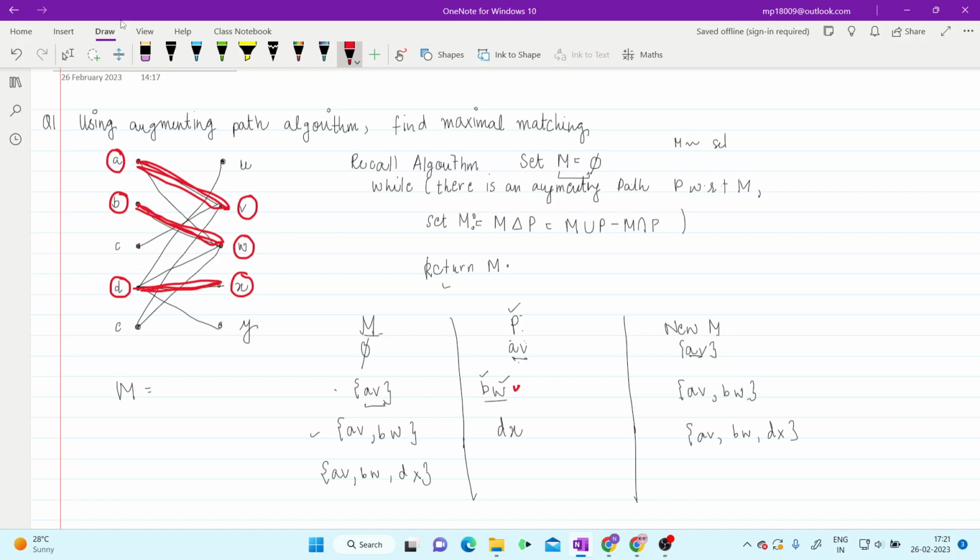We know that if there is an augmenting path, it should start with either C, U, E, or Y. Suppose it starts with Y. Now, yd is the only edge possible, and this is an unmatched edge. Now we have to give an alternating path, so we should take a matched edge. The dx is the only possibility. But now we have to give an unmatched edge starting with x, and there is no unmatched edge starting with x, and x is already a matched vertex. So this is the only alternating path that is possible from y.